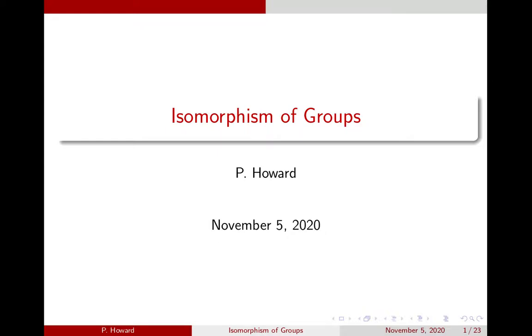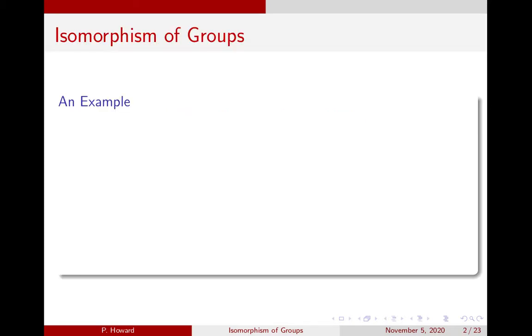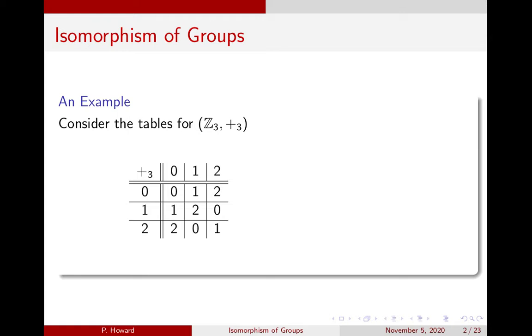In this video, we'll be discussing isomorphisms of groups, and we will start with an example. I want to look at two groups. The first is Z sub 3 using the operation of plus sub 3. Z sub 3 has three elements, as we know, 0, 1, and 2, so those are the column headings and row headings of this table. And in the body of the table are the results of adding two elements of Z sub 3 using plus sub 3.